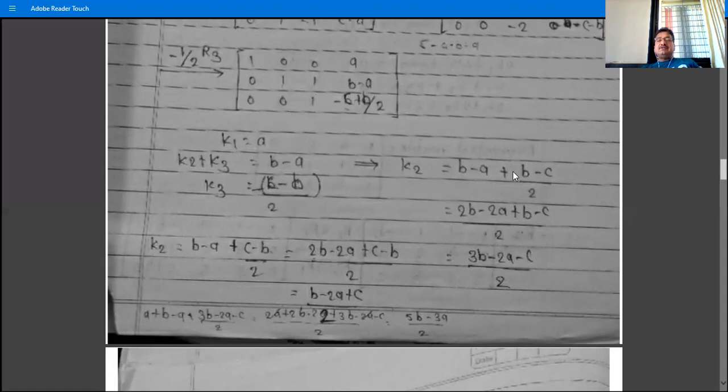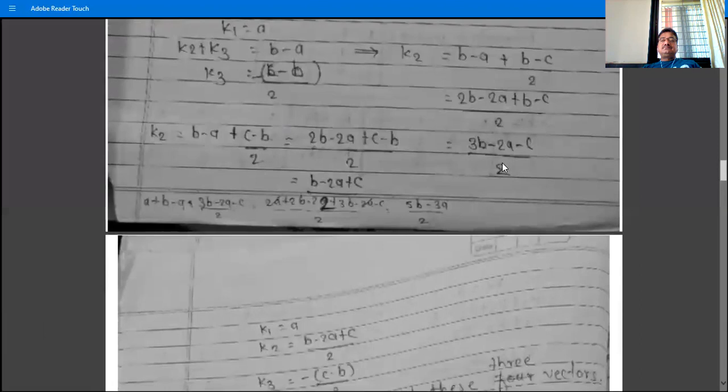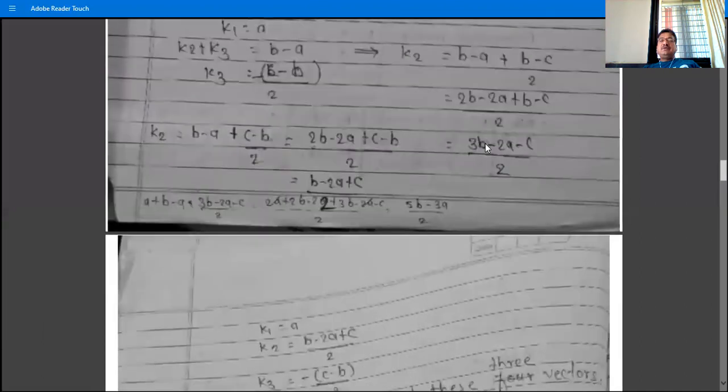And therefore K2 is what? B minus A minus K3. Minus K3 means this, so plus B minus C by 2. After simplification we have 3B minus 2A minus C by 2. And so K2 is this. We have K2 as 3B minus 2A minus C divided by 2. And we have K1 as A. Whatever it may be, B minus 2A plus C by 2.